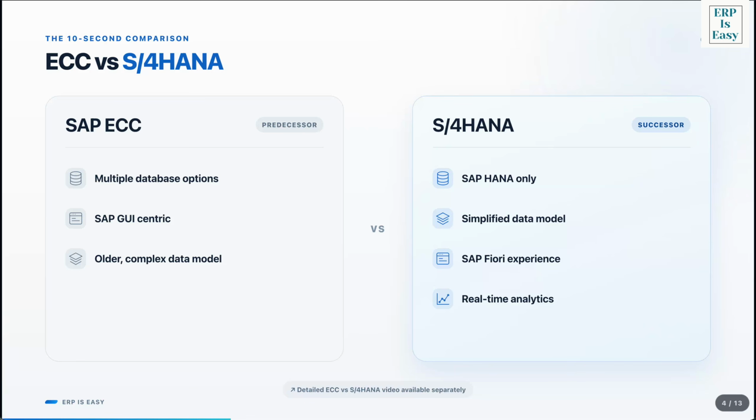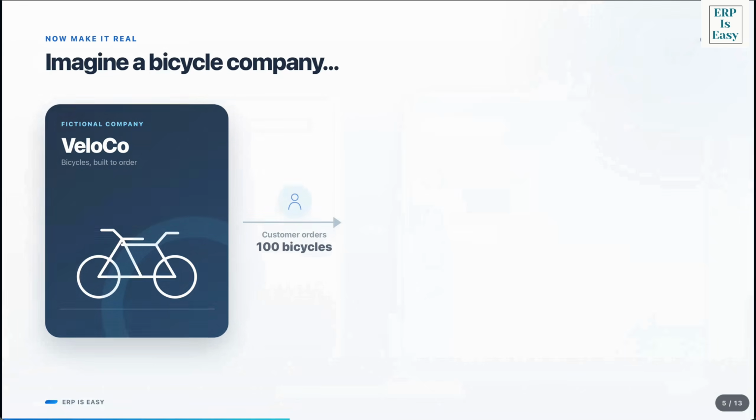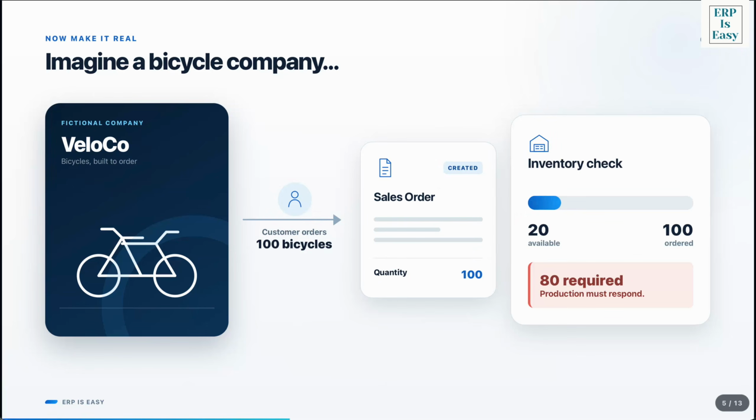Now let's move away from the technology, because I think the easiest way to understand S4HANA is to understand what actually happens inside a business. Let's take a very simple example. Imagine that we have a company that manufactures and sells bicycles. A customer contacts the company and orders 100 bicycles. What happens next? First, someone creates a sales order.